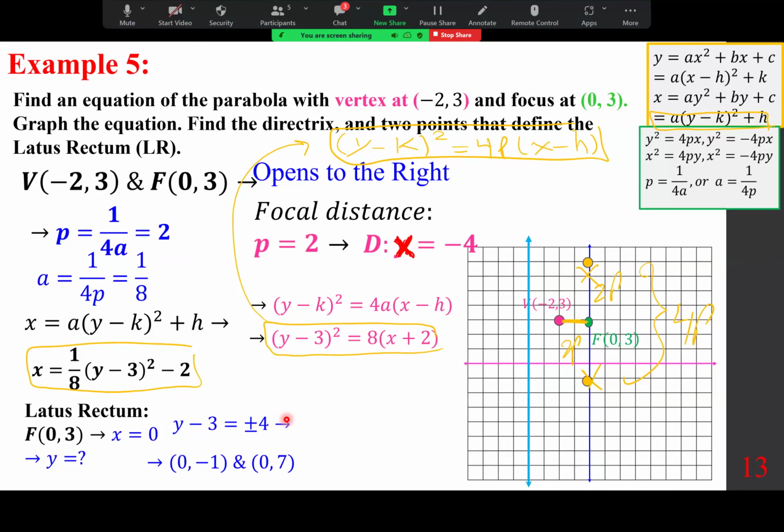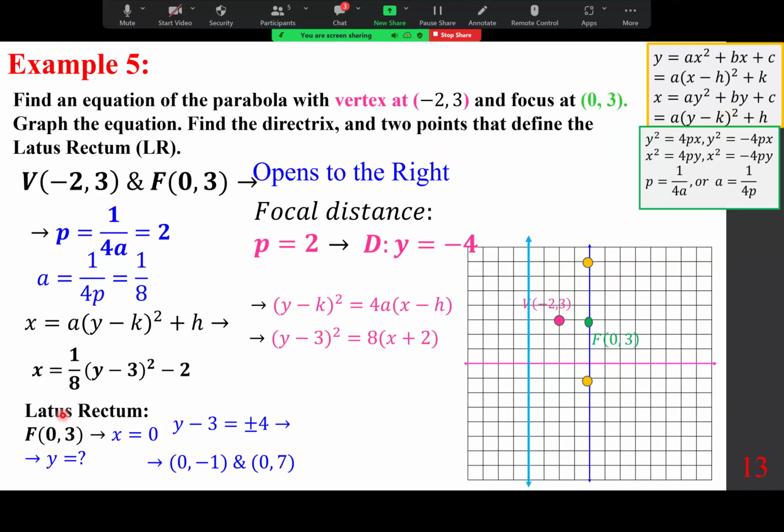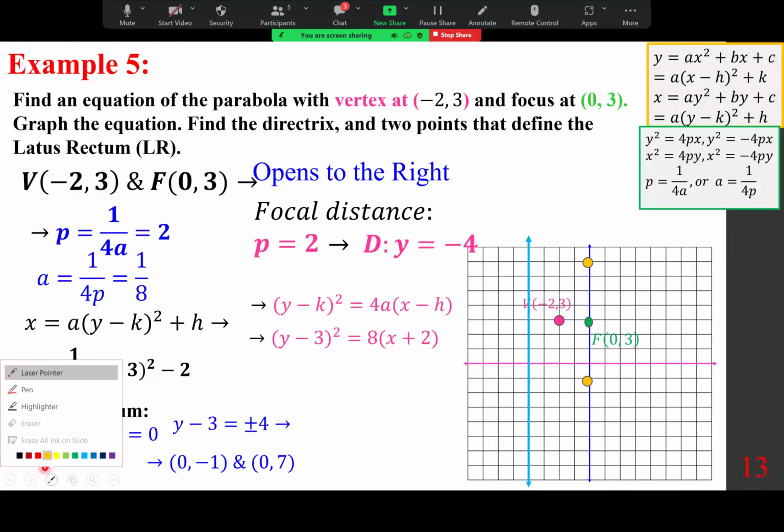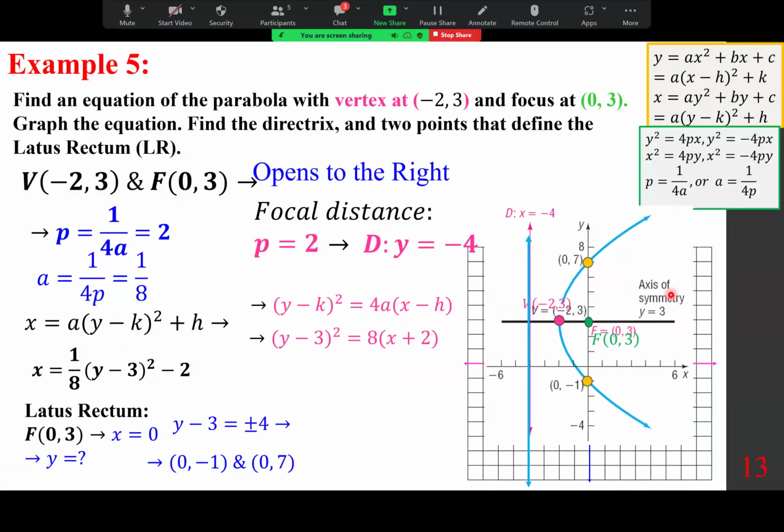Let me clean up. Now we have those two points we were looking for, and here's the graph. As you can see from the graph, we have the location of everything, including the directrix, the vertex, the focus, and the endpoints (0, 7) and (0, -1), the endpoints of the latus rectum.